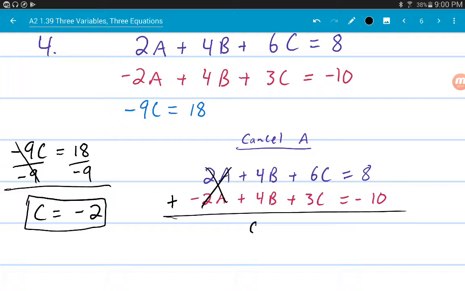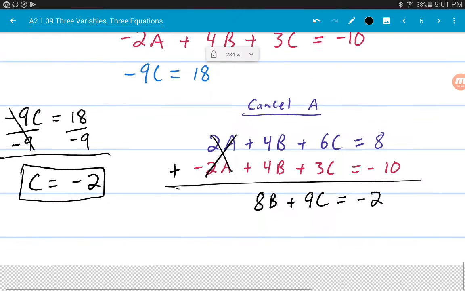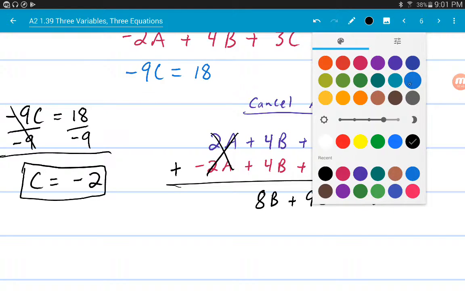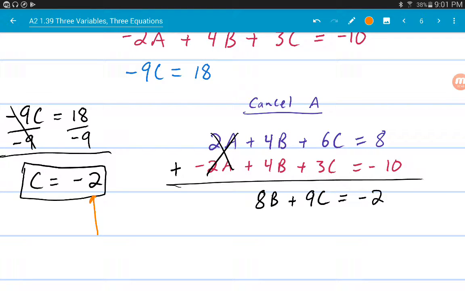So when I add these together, 2A plus negative 2A, boom, they're gone. 4B plus 4B is 8B. And this is 9C. And that's equal to negative 2. Now this is way better than what I had a second ago, because I can take this C value here, and I can plug it in right there. So when I substitute, I get 8B plus 9C is equal to negative 2.